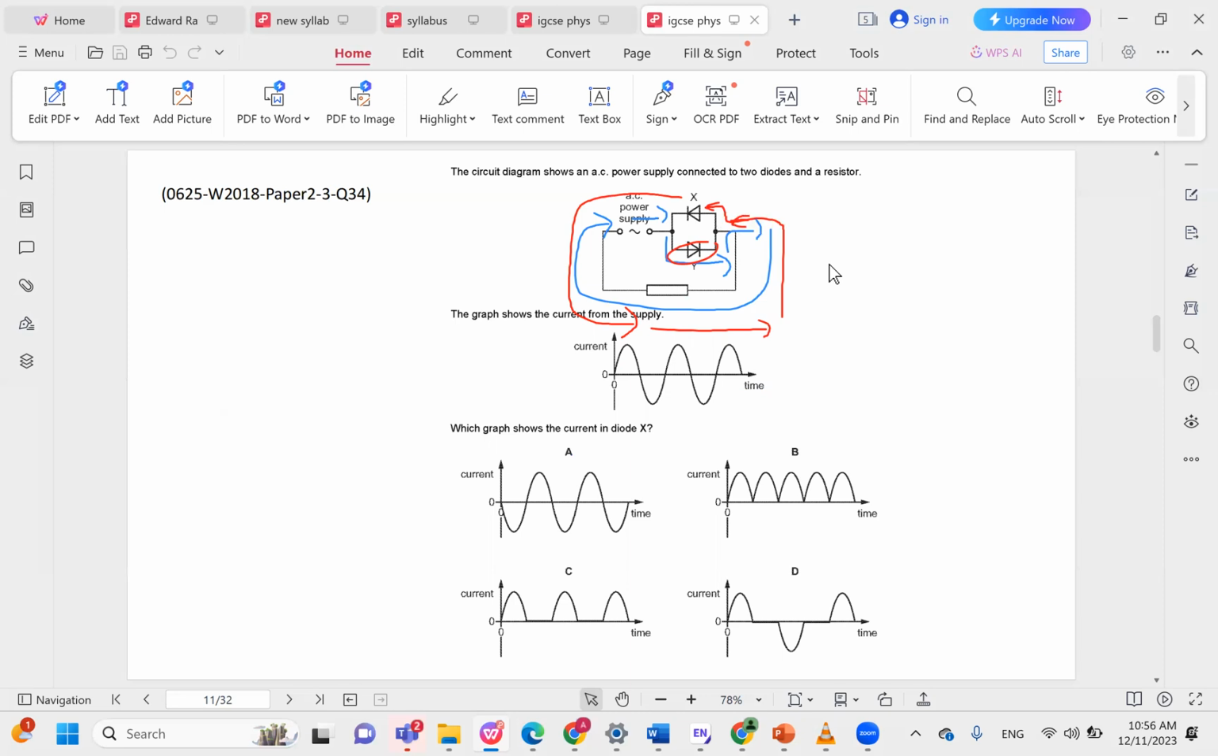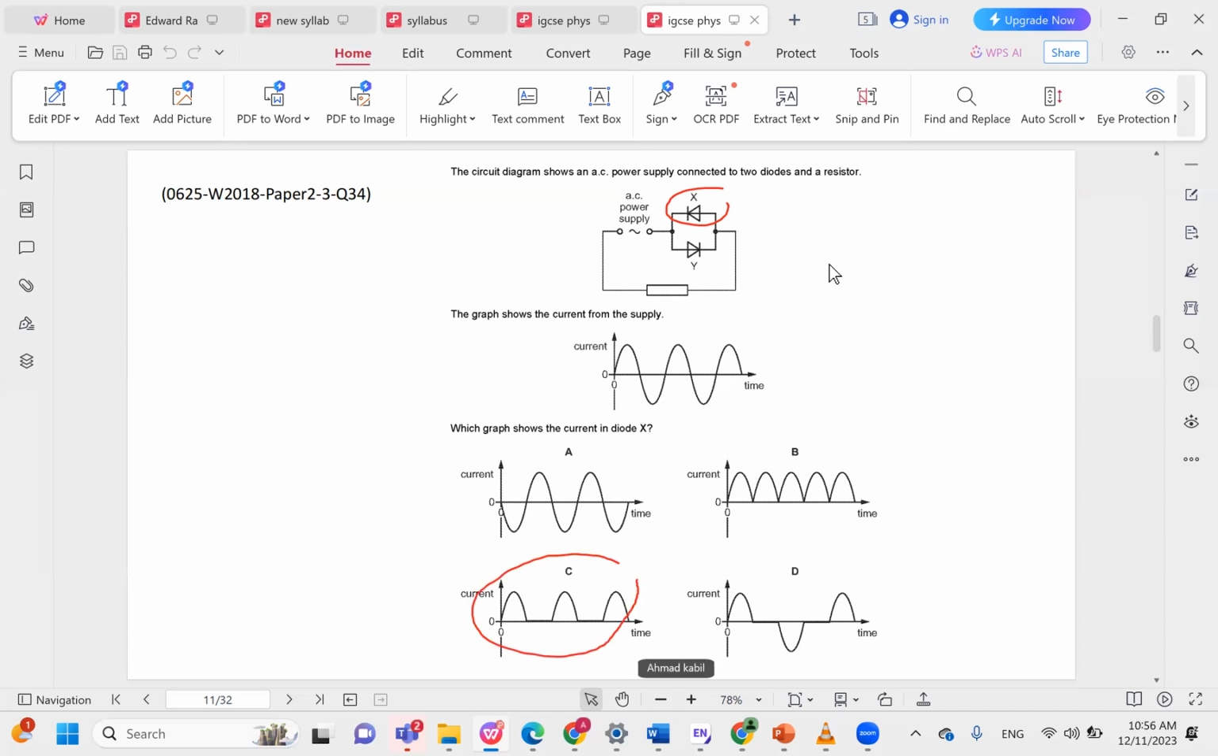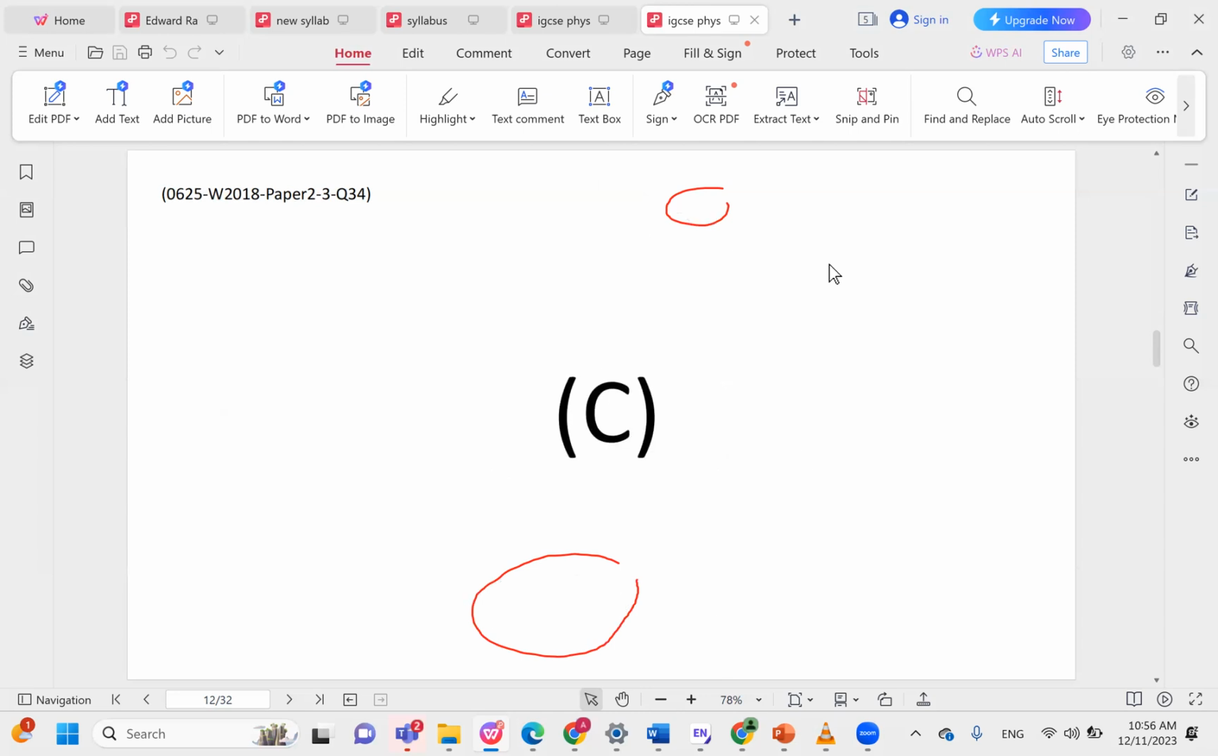However, if you're only looking at diode X, this will be similar to the previous questions where you have one cycle of current and then 0, and then one cycle of current and then 0, and so on and so forth. So C here is also the correct answer.